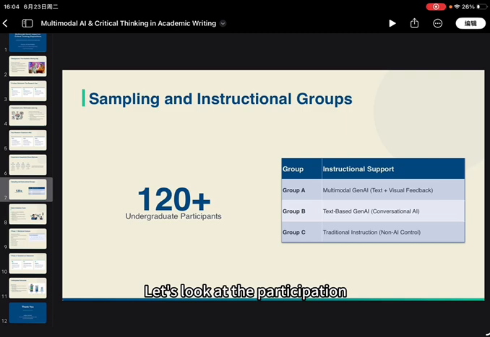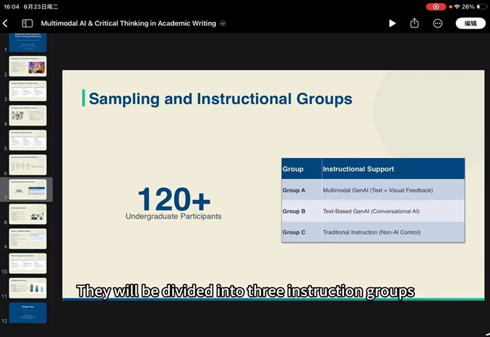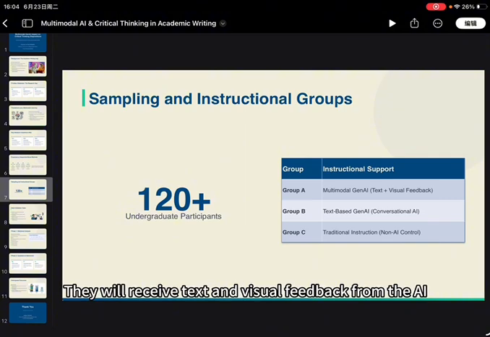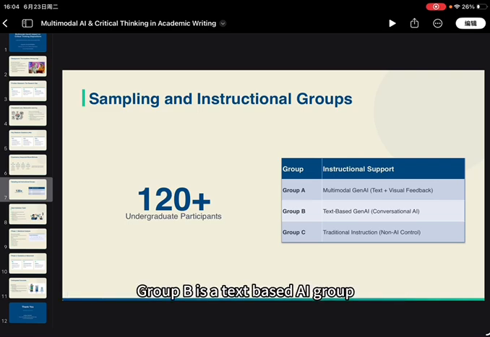Let's look at the participants. The study will involve more than 120 undergraduate students. They will be divided into 3 instruction groups. Group A is a multimodal AI group. They will receive text and visual feedback from the AI. Group B is a text-based AI group. They will use standard conversational AI.